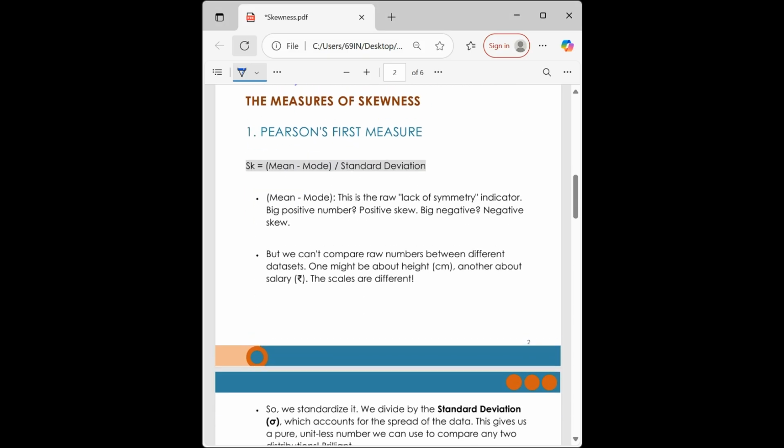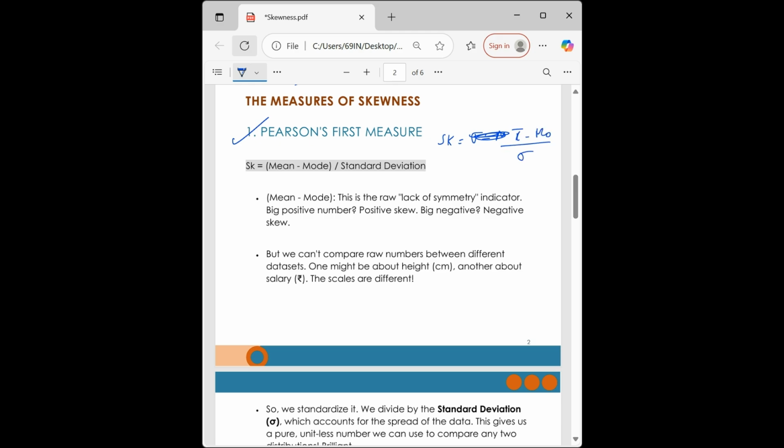Alright, so we can see the lean. But how do we put a number on it? How much is it skewed? Let's look at the four main ways we measure it, straight from my notes. First up, Pearson's first measure. The man himself, Karl Pearson, said the difference between the mean and the mode shows us the lack of symmetry. So his formula is SK is equal to mean minus mode by standard deviation.